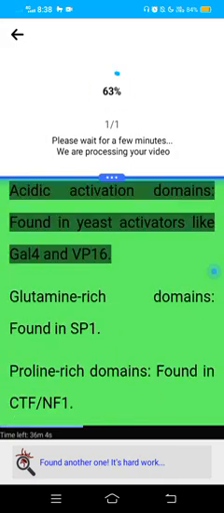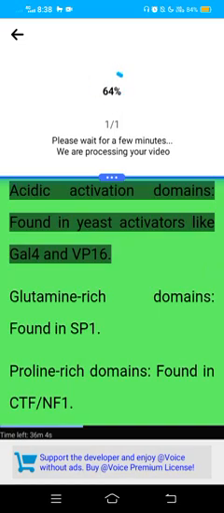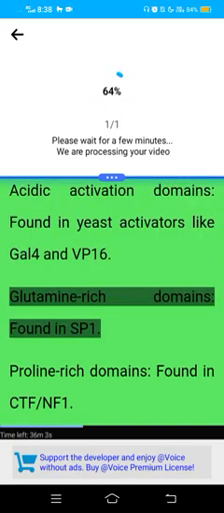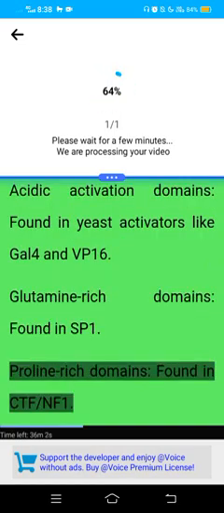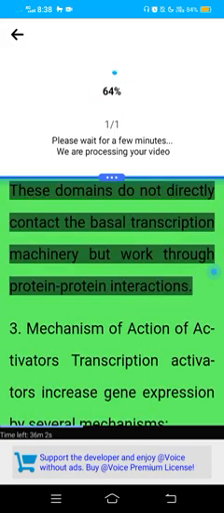Activation domains. Acidic activation domains found in yeast activators like Gal4 and VP16. Glutamine-rich domains found in SP1. Proline-rich domains found in CTF and NF1. These domains do not directly contact the basal transcription machinery but work through protein-protein interactions.